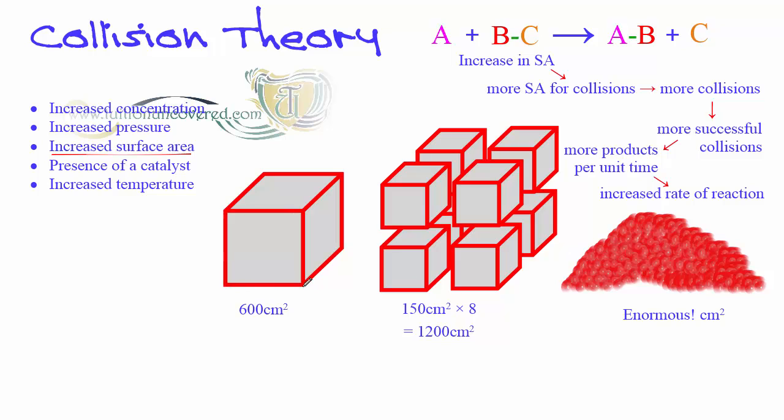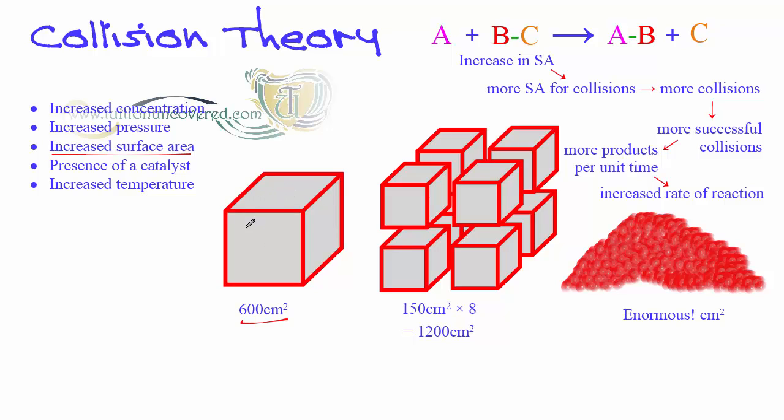Let's say I have here a 10 centimeter cube. This cube, 10 by 10, the surface area for just one face is 100 centimeters squared. There are 6 faces to a cube. 600 centimeters squared is the surface area of this cube. Not the volume, the surface area.